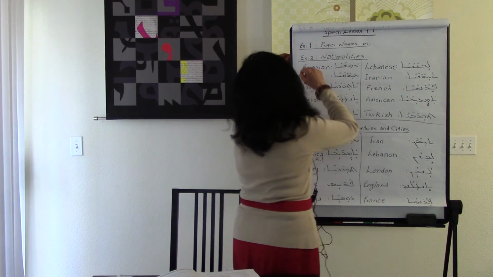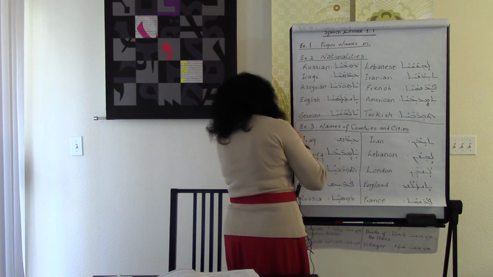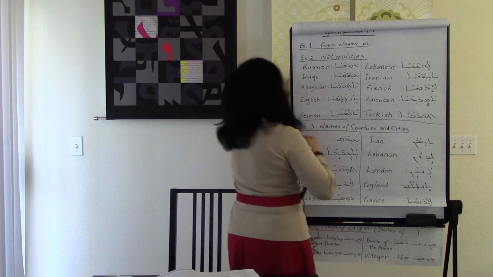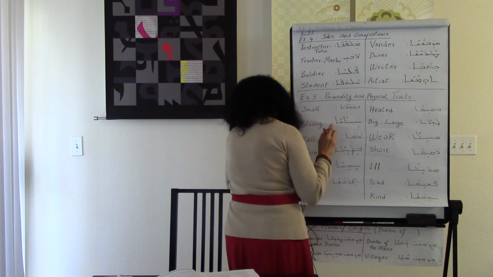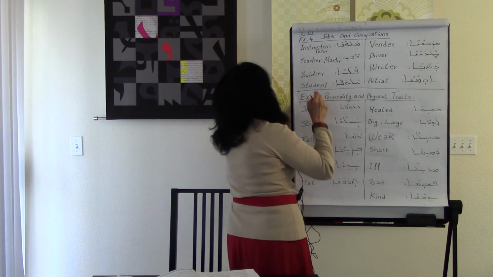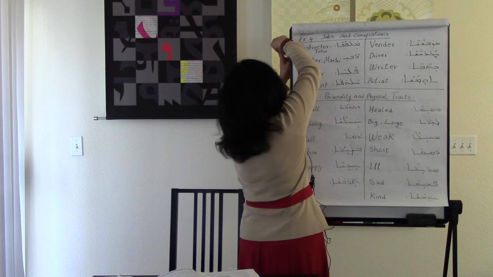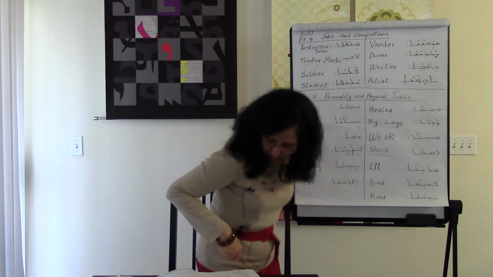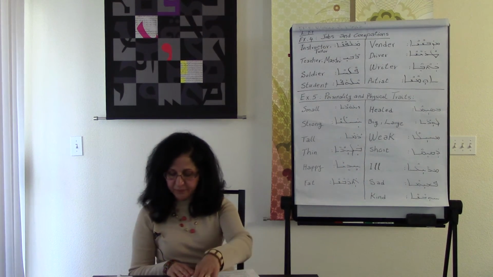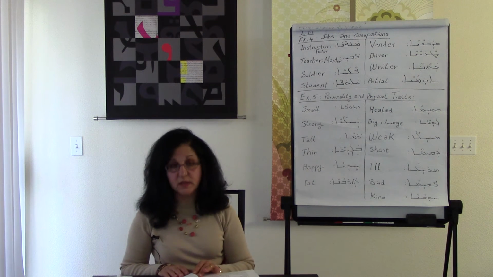So in exercise 4, we have jobs and occupations. So for instance, I will say Ana umana win yalopa, and then you will say Ana yalopa win.